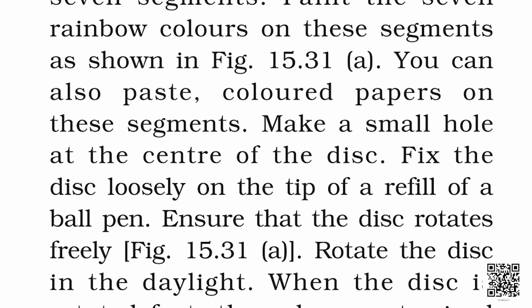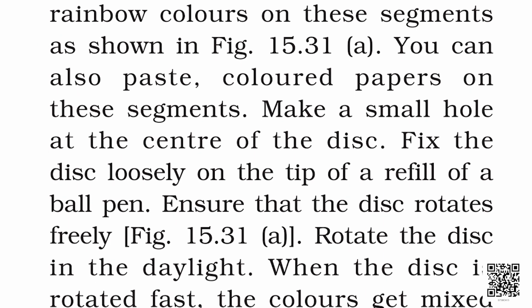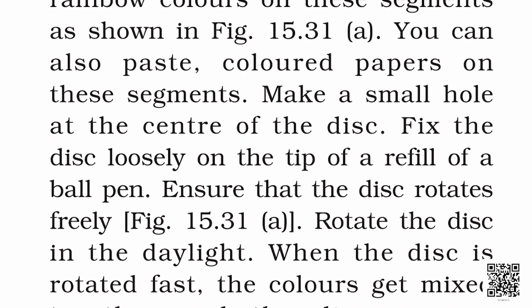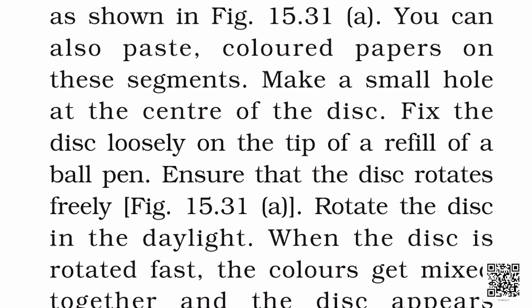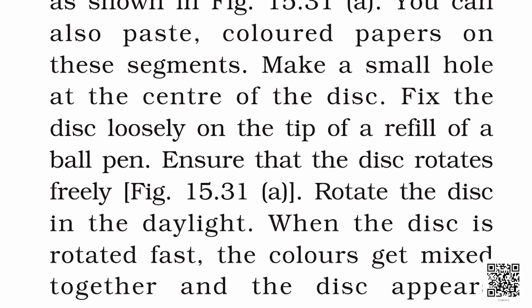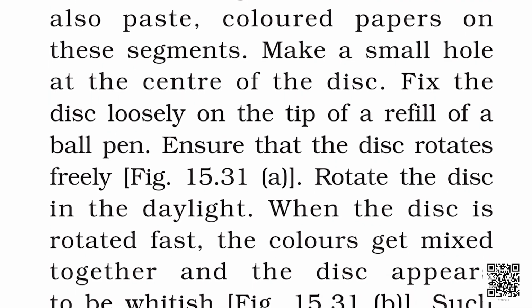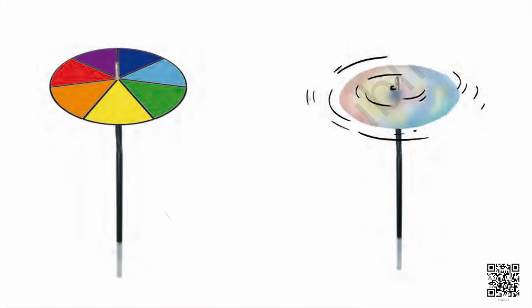So, we can also paste colored papers on these segments. Then we will make a small hole at the center of the disc. Then we will fix the disc loosely on the tip of a refill or a ball pen, and we will ensure that the disc rotates freely. Then we will rotate the disc in the daylight. When the disc is rotated fast, the colors get mixed together and the disc appears to be whitish. Such a disc, students, is known as Newton's disc. By this activity, we get to know that if we mix all these 7 colors, we will get white light.